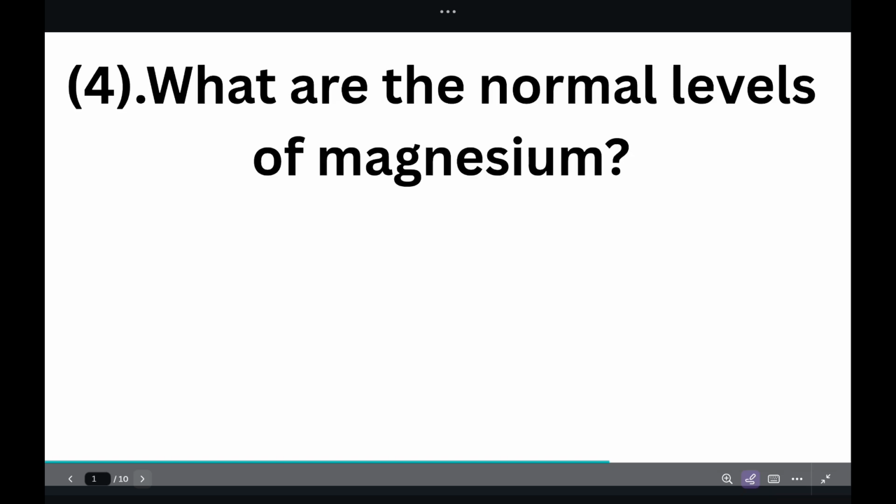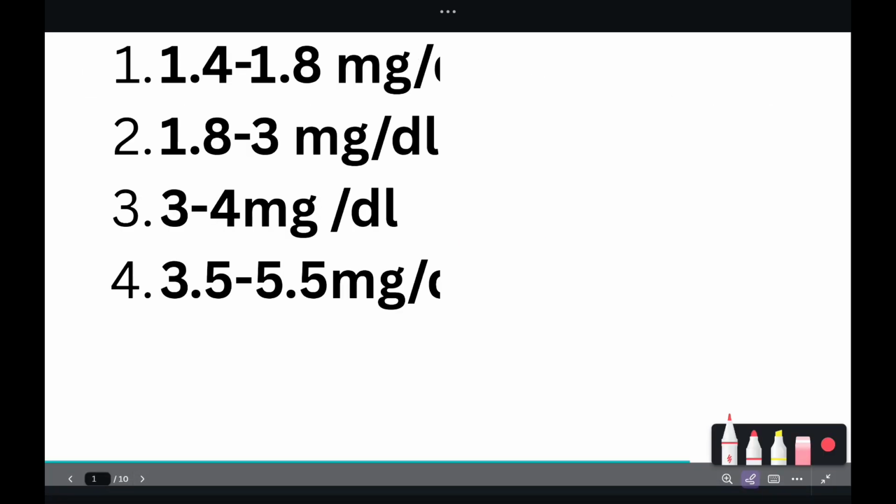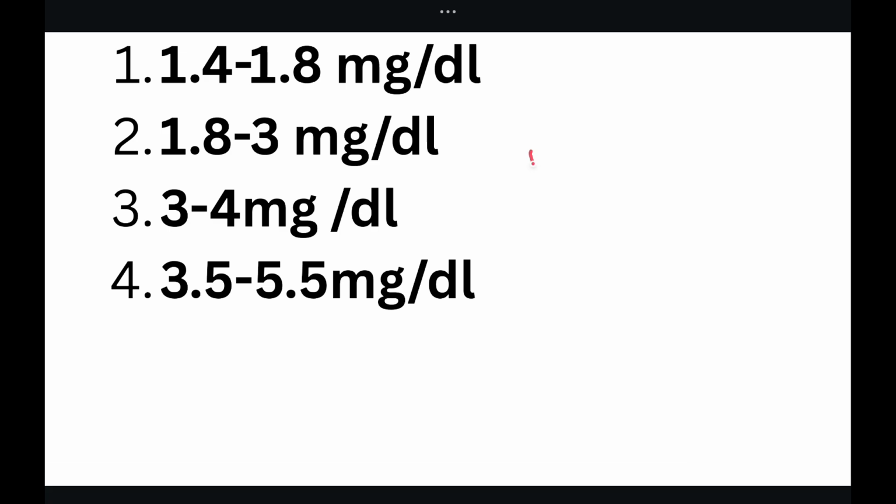Next question. What are the normal levels of magnesium in the blood? The given options are option 1, 1.4 to 1.8 milligram per deciliter, 1.8 to 3 milligram per deciliter, 3 to 4 milligram per deciliter, 3.5 to 5.5 milligram per deciliter. Normal magnesium level in blood is 1.8 to 3 milligram per deciliter.